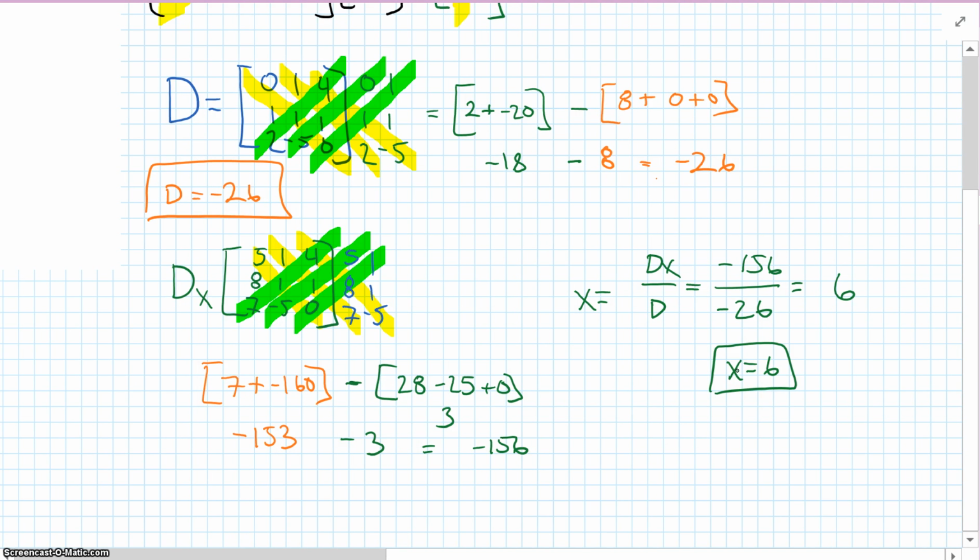So when you do the math, x is going to equal 6. So pretty easy stuff, just a little bit more work, but you could definitely solve all the variables.